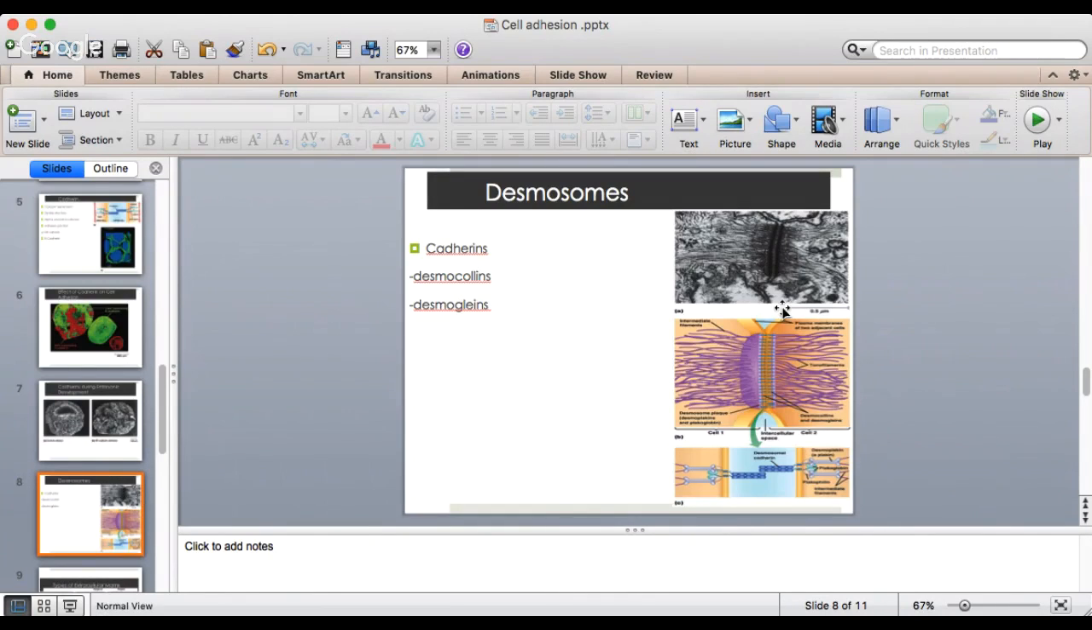The plakoglobin, which is part of the beta-catenin protein family, binds to the desmocollin cadherin. The plakoglobin binds to the desmoplakin protein, and the plakophilin, which is part of the p120 catenin protein family, binds to the cadherin in the desmosome, and it can also stabilize desmosomes.